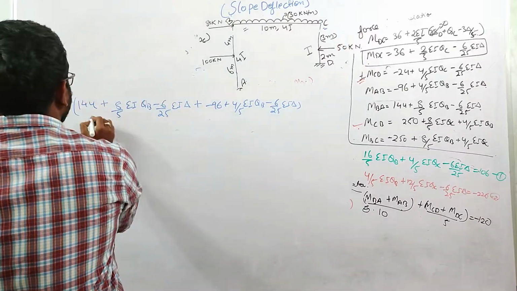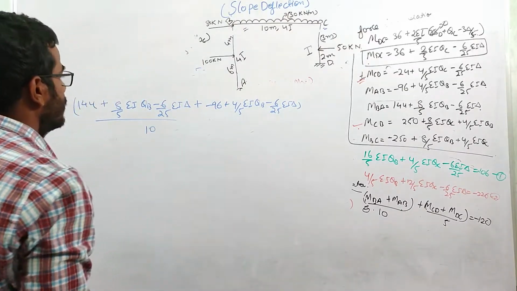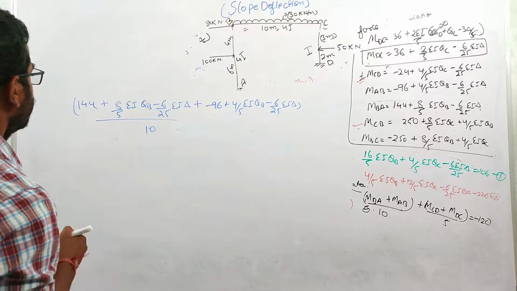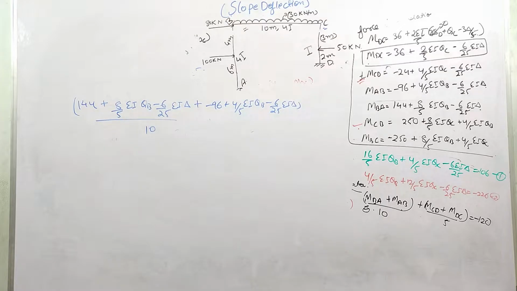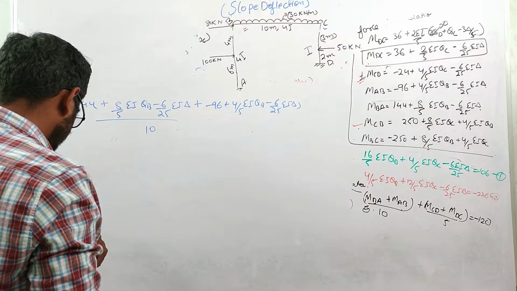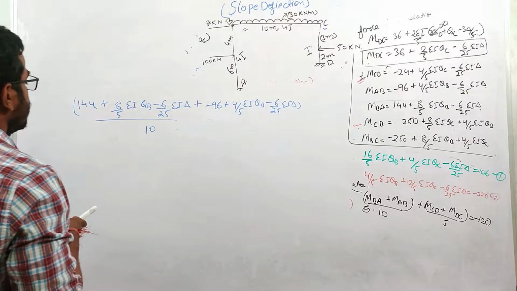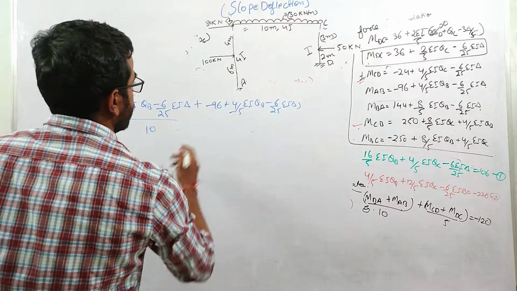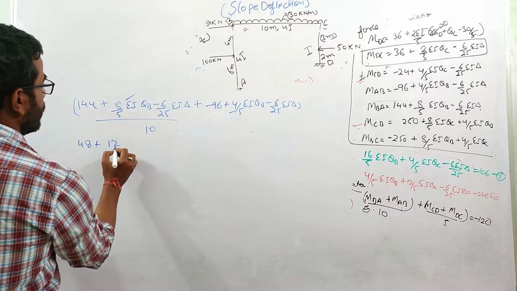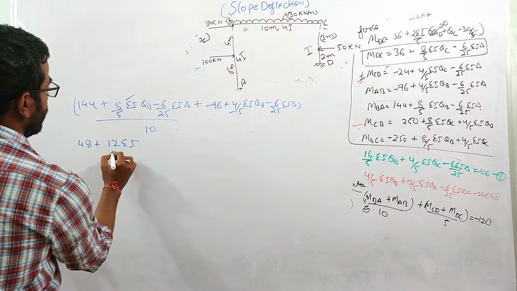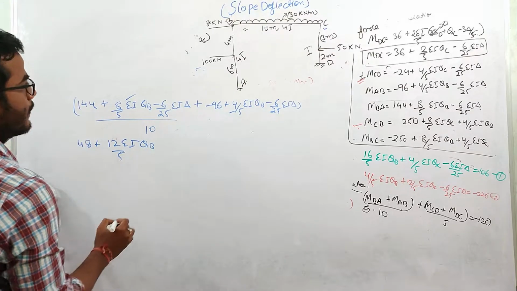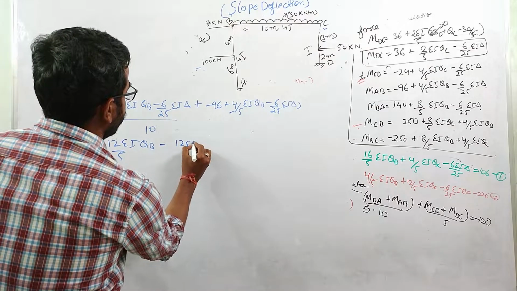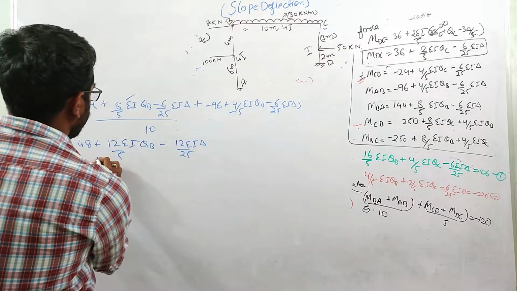Okay, so this is divided by 10. This is the first part, right? So if you solve this equation, this will be 144 minus 96, which is 48, plus this term will add, so I can write 12 EI over 5 theta B minus, this is again 12 EI delta over 25.